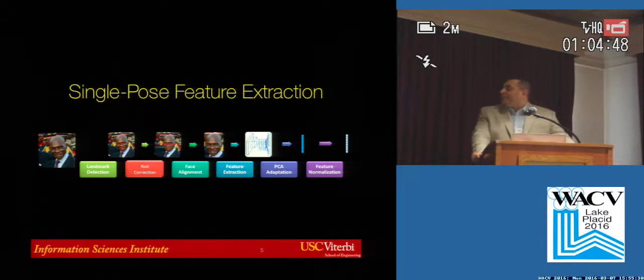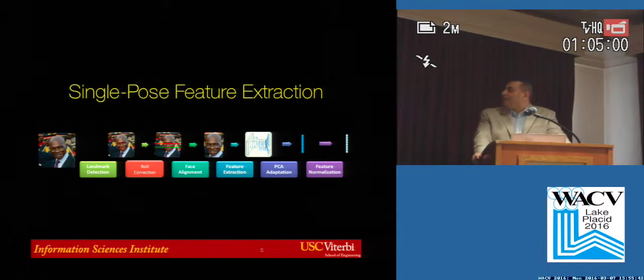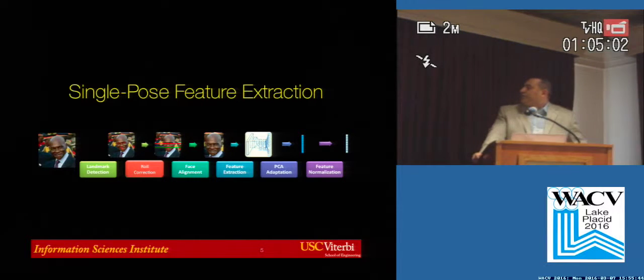This is a single pose feature extraction pipeline. This is more or less the common pipeline that everybody uses. We start with landmark detection, roll correction, face alignment, and then we use a CNN for feature extraction. We use PCA for dimensionality reduction, and that's it. And then we use the output of that CNN as features. We don't use the CNN, as I mentioned before, for classification.